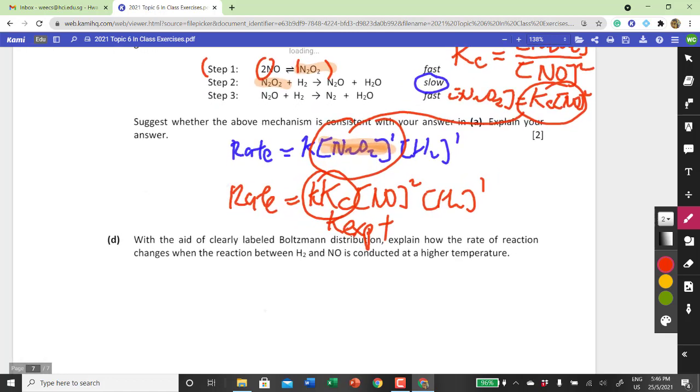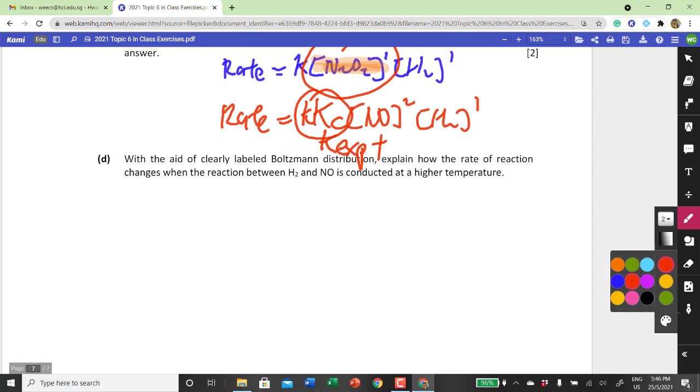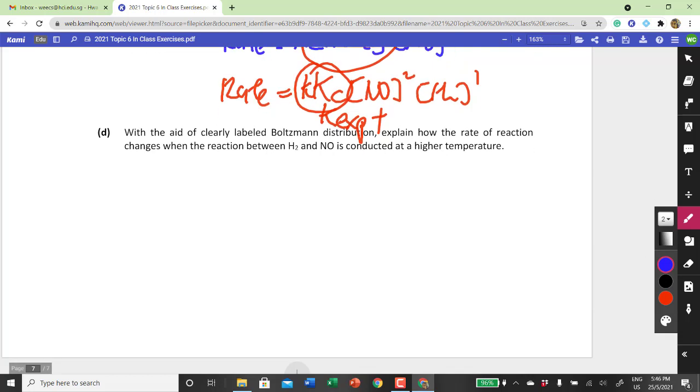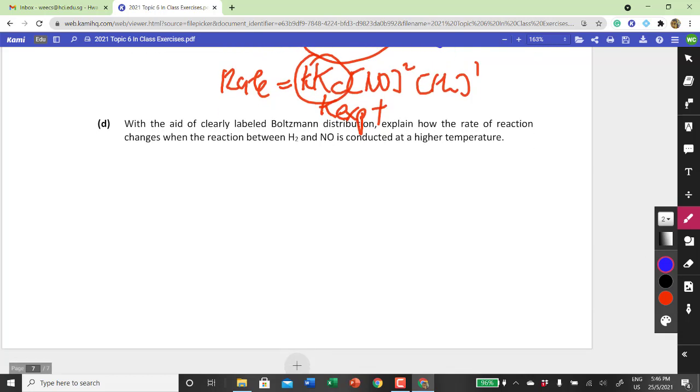The final part D is actually a recall question. You were asked about using a labeled Maxwell-Boltzmann distribution curve, explain how the rate of reaction changes when the reaction between H2 and NO is conducted at a high temperature.